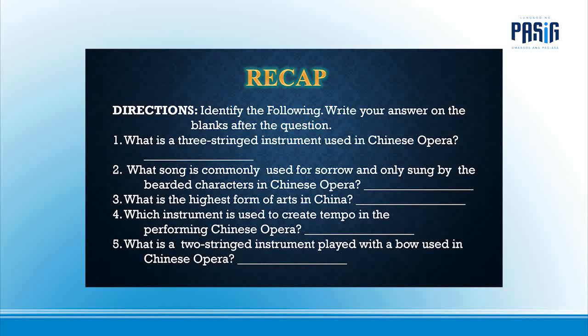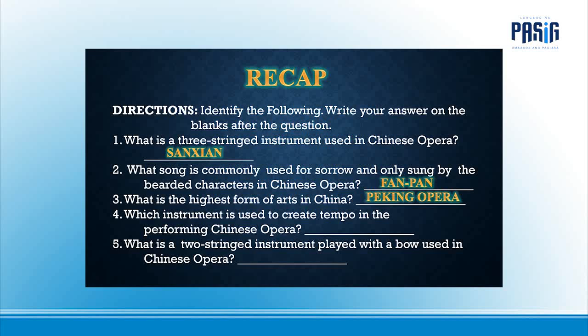Number 1. What is a 3-string instrument used in Chinese opera? And the answer is sanxian. Number 2. What song is commonly used for sorrow and only sung by the bearded characters in Chinese opera? And the answer is fan pan. Number 3. What is the highest form of arts in China? And the answer is Peking opera.